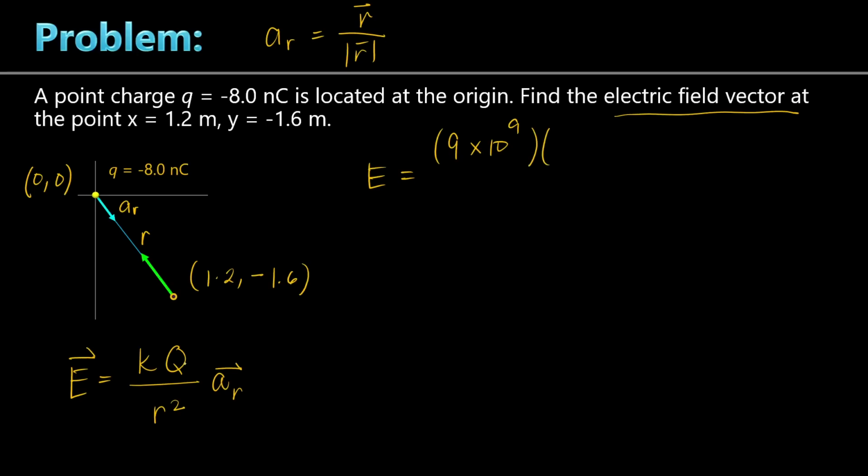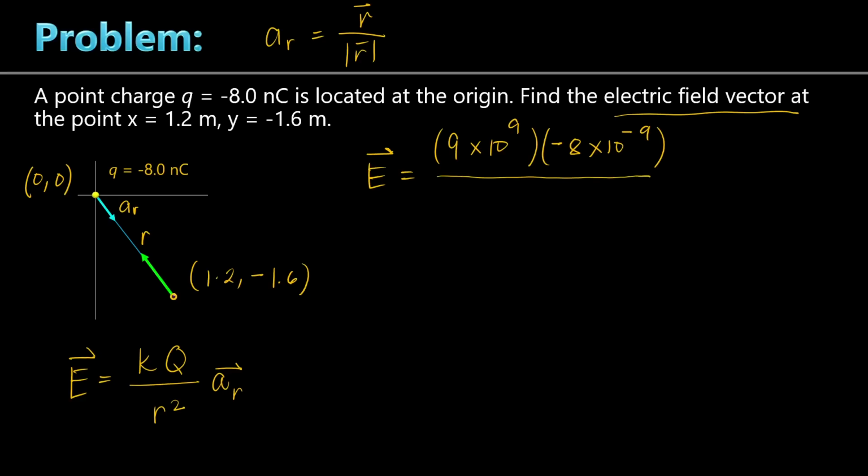Tapos, yung Q natin is negative 8 nanocoulomb. So, isasama natin dapat yung sign ng charge. When we are doing vector calculation of electric field, we always include the sign of the charge, negative 8 nanocoulomb. So, times 10 to the negative 9. Okay? Divided by R squared.